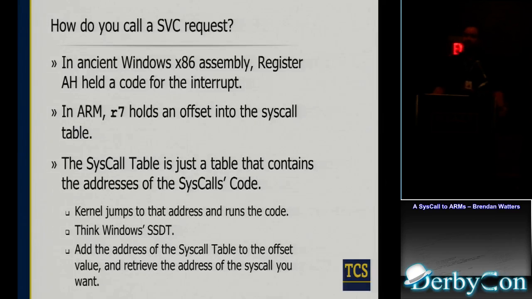The kernel then goes to the syscall table, takes that offset, goes to that location in the syscall table. The syscall table is just a table full of 32-bit addresses. Those addresses correspond to the code that does whatever thing you want it to do. So if you wanted to go ahead and call something with the 5th offset in the syscall table, the kernel goes to the syscall table, finds the 5th entry in the syscall table, executes whatever code is sitting there. So you can think of it like the Windows SSDT, system service dispatch table, if you like Windows that way.